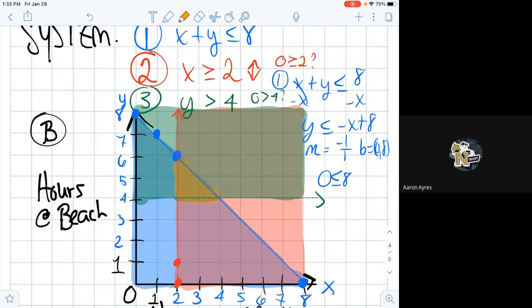Mason? She could spend 4 hours at the mall and 4 hours at the beach. Actually, she cannot do that. Okay? Unfortunately, that cannot happen because at 4 at the beach here, that is a dashed line. That is not part of the solution zone. Okay? I am sorry. Would you like to try again? It's your birthday. I'll let you slide this time.